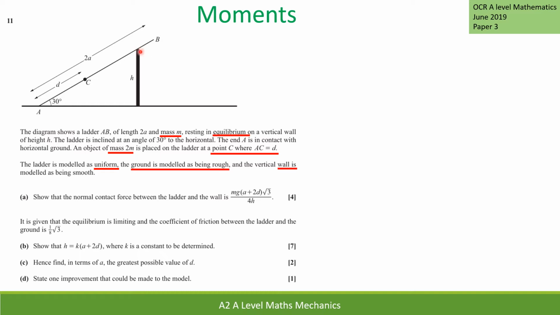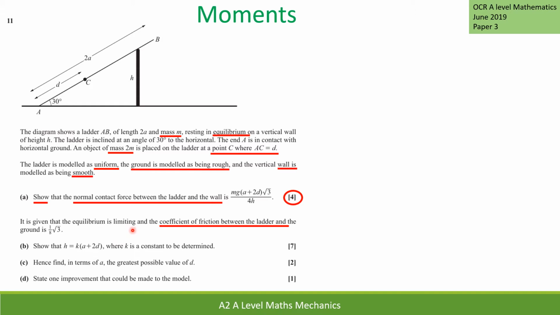There is no friction occurring at this point here. In part A, we've got to show that the normal contact force between the ladder and the wall is equal to mg(a + 2d) times root 3, all divided by 4h, and this will give you 4 marks in the exam.